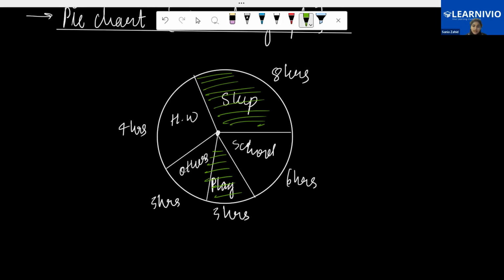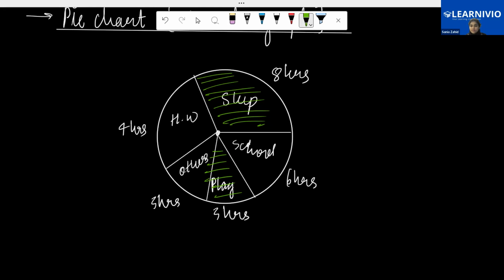Okay, so now I ask you, can you tell me the proportion for each sector? For example, I say that sleep is 8 hours. Tell me what is the proportion of sleep, or what is the percentage of the day that the student is devoting to sleep? How can I calculate that now?